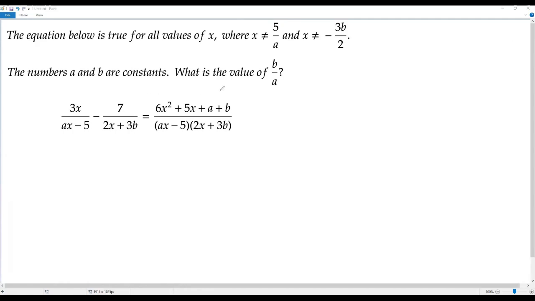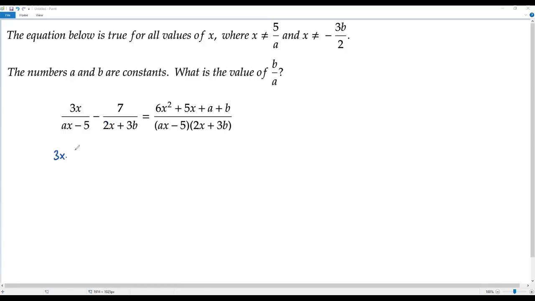Okay, now let me consider the equation we have over here. On the left side, we have subtraction of two fractions with different denominators. We can simplify the left side using the cross multiplication method. That is, we have to multiply the first numerator by the second denominator and the second numerator by the first denominator. Further, we have to multiply the two denominators. Okay, now let me do it.